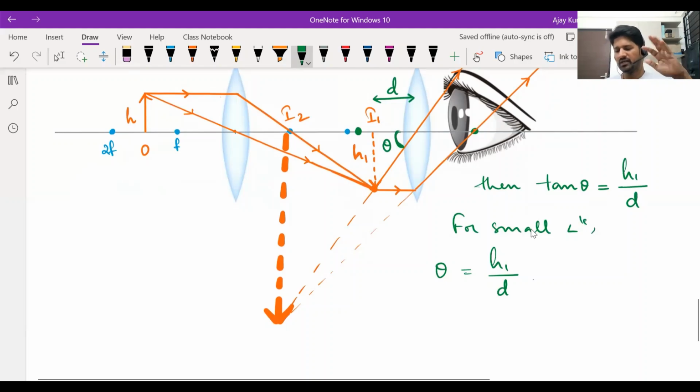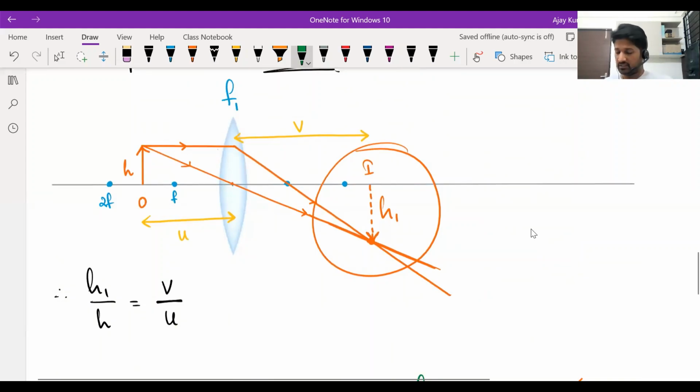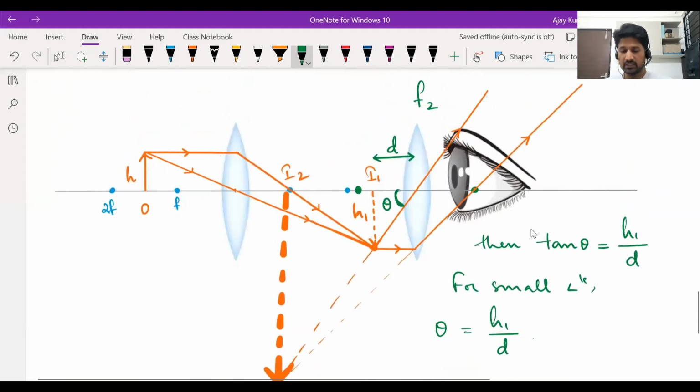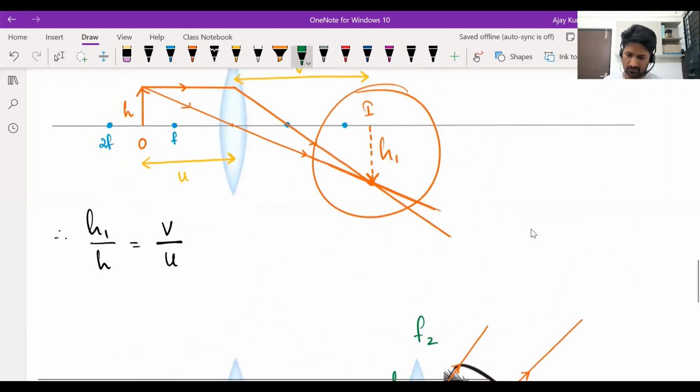So we'd like to convert theta to small h terms instead of capital H. And we already discussed, sorry, why did I say capital H? We would like to express theta in terms of small h instead of h1. Okay. So we use this ratio h1 by h is equal to v by u.